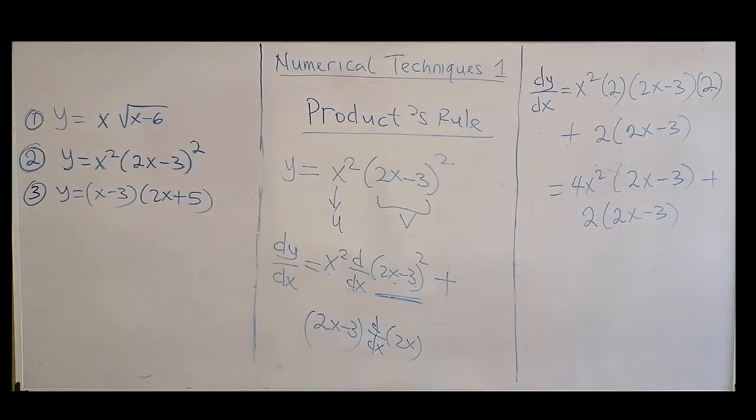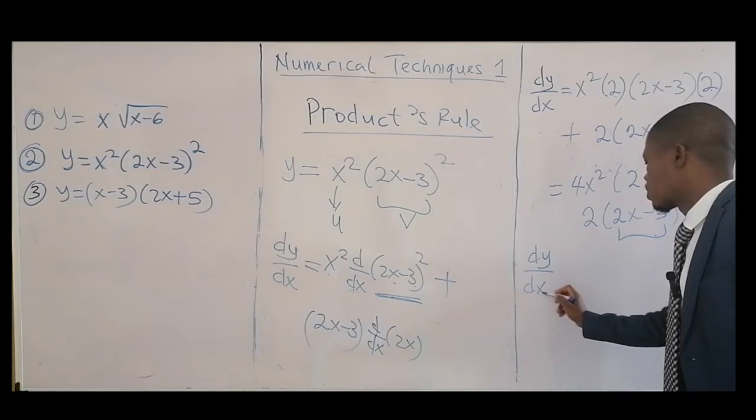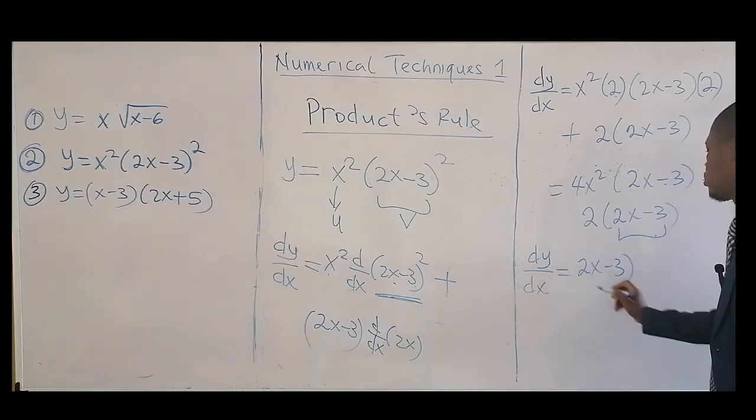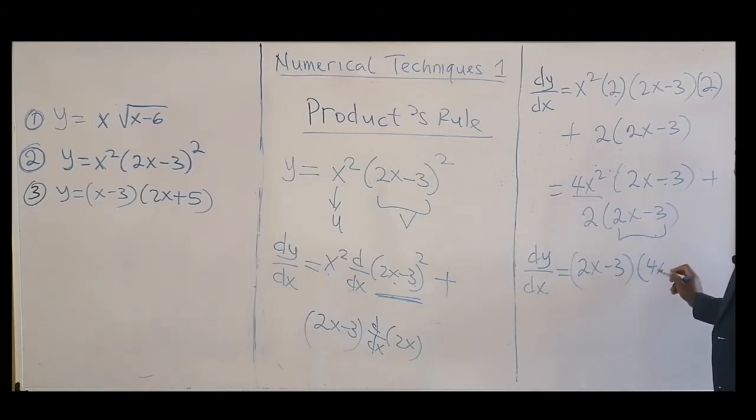So the only thing to do now is just to do the algebra by factorizing. 2x minus 3 is here. It's also here too. So the dy/dx will be equal to, take the 2x minus 3 outside. So that will be equal to, we have the remaining 4x squared here. Okay, then minus what? Minus 2.